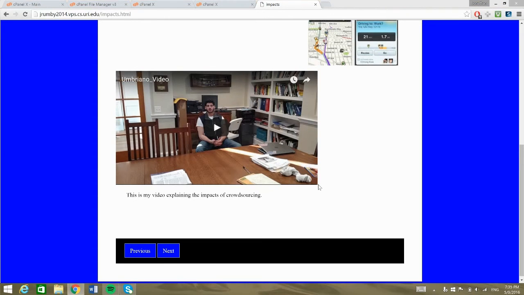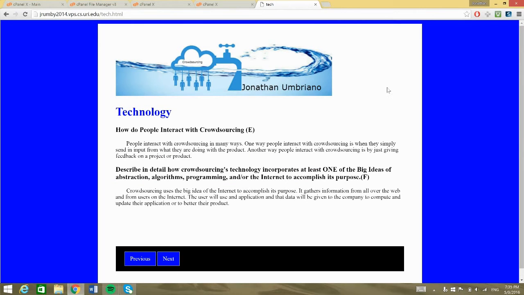So we'll be moving to my next page by clicking on the Next button located in the bottom left-hand corner of the screen. There is also a Previous button, and that will help you navigate through my website in an orderly fashion so you do not get confused. The next page is based on the technology of crowdsourcing. On this page, I will talk about how people interact with crowdsourcing, and I will describe how crowdsourcing technology incorporates the big idea of the internet to accomplish its purpose.